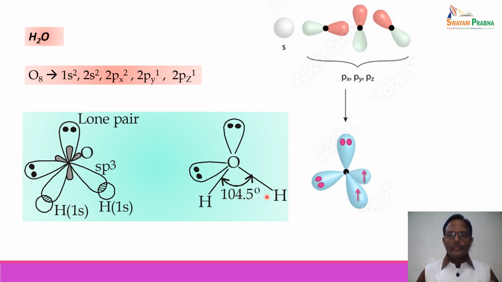So when we go from CH4 to NH3 to H2O, there is a consistent reduction in the bond angle because of the increase in the number of lone pairs. In CH4 there is no lone pair, so it has regular tetrahedral geometry with bond angle 109.5. In case of NH3 there is one lone pair, so the bond angle reduces by 2.5 degrees to approximately 107 degree. And in case of H2O molecule there are 2 lone pairs, and hence there is a further reduction in the bond angle to 104.5 degree.